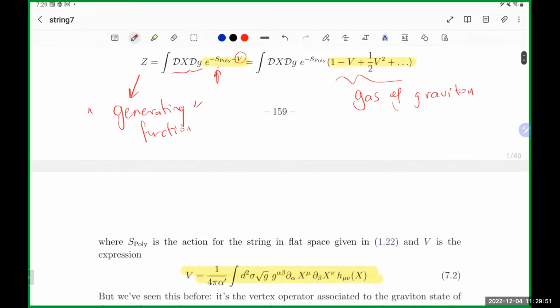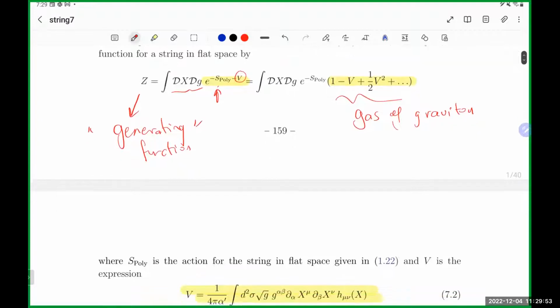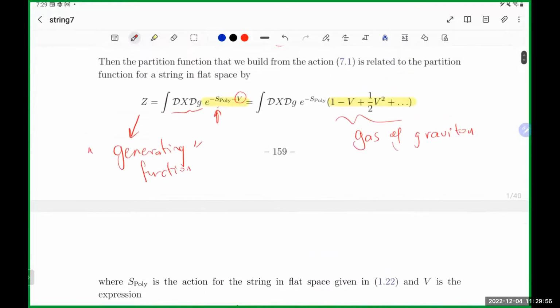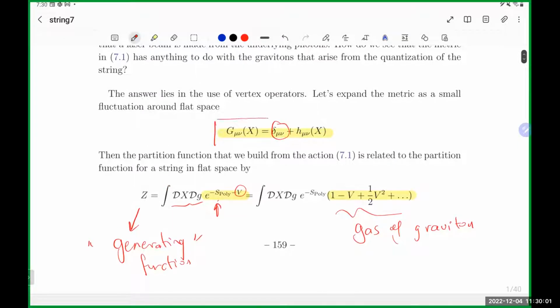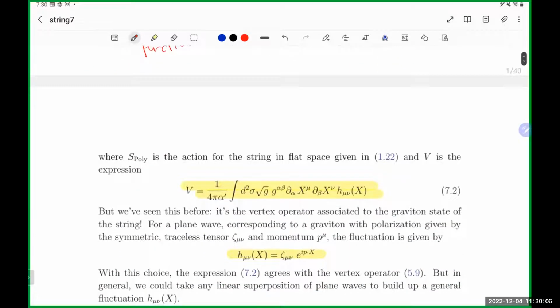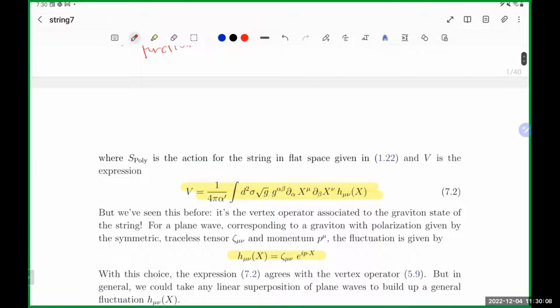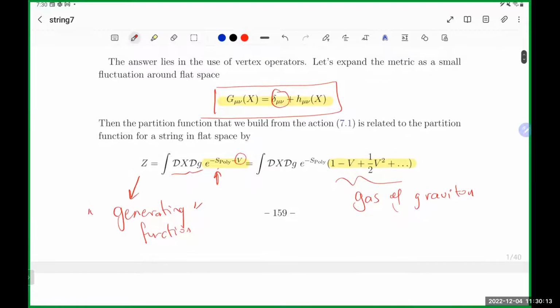A gas of these gravitons builds for me my G mu nu. Remember, my G mu nu is this, right? So H mu nu is my polarization tensor, which contains all the information that there is about my metric. So here's the statement: the space-time metric in string theory of your target space is built from inserting a gas of gravitons on the world sheet.